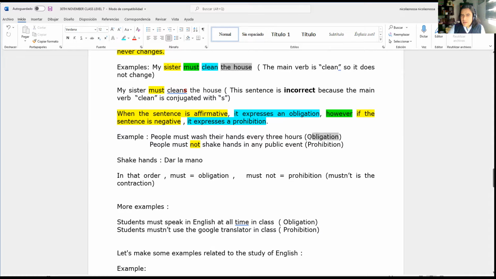Obligation, ¿ok? ¿Cómo sé que la oración es afirmativa? Pues porque no está el not, ¿no? Aquí sí está el not, si lo ven aquí en amarillito, entonces voy a negar, voy a decir, people must not shake hands in any public event. La gente no debe estrechar manos, ¿no? Ya vemos este shake hands, cuando vemos el vocabulario. Ya complemento. Ah, no, mentira, este sería el verbo, perdón. El verbo shake.